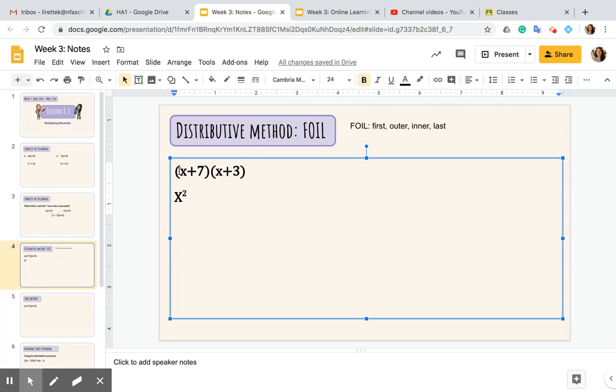If you look at this problem as if it has a beginning, a middle, and an end, we're looking at the beginning term and the ending term. And I multiply those 2 together. X times 3 is going to give me positive 3x.